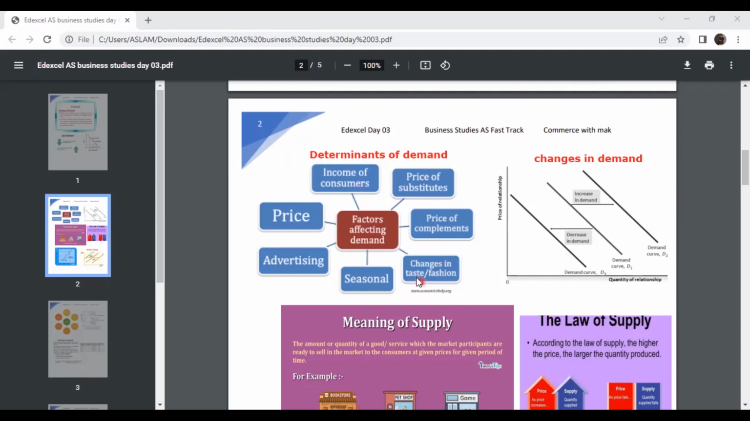So we have changes in taste and fashion. When people's taste towards the product increases, they will be requesting to purchase that particular product more. Seasonal. Every season you will buy.